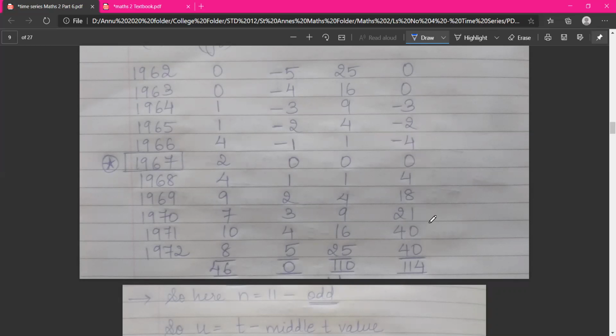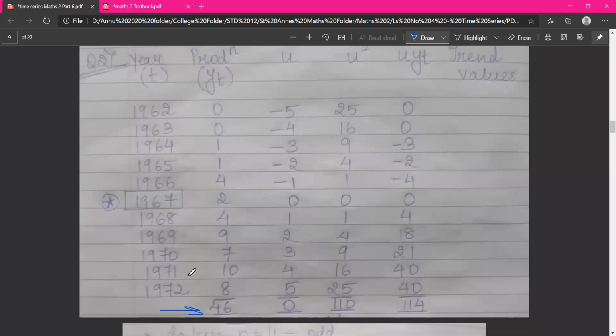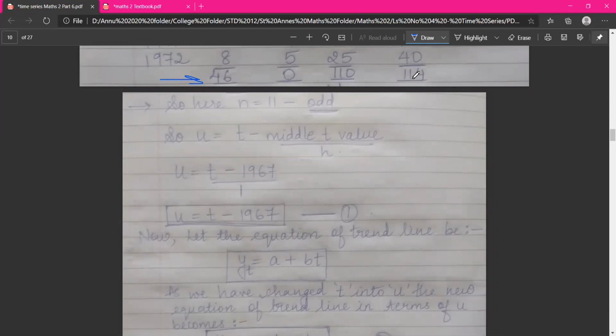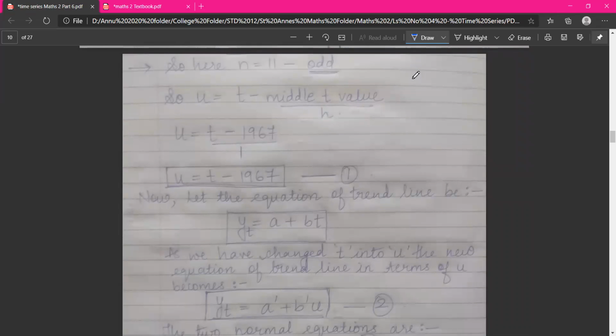Now once you have prepared the table, the next thing is second, third, fourth, fifth column ka you will do the totaling because you require all the 4 totals. So you are totaling column number 2, which is YT, column number 3, which is U. Then you will make the total for column number 4, U square, and column number 5, U into YT. So I added and I got 46, 0, 110 and 114. So I hope with this the table part is clear to your class.